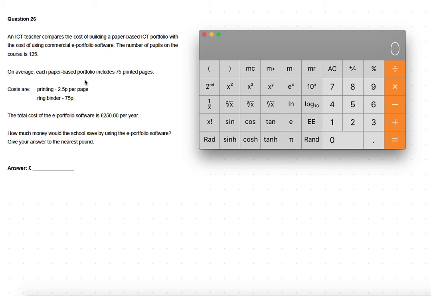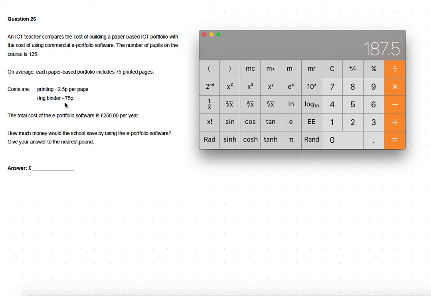Well, first of all, it's made of 75 printed pages, and they cost 2.5 pence per page. So we do a simple 75 times 2.5. Don't try and turn that 2.5 into pounds and write it as 0.0025, because I just see too many people make mistakes with it. So 187.5. All you've got to do is be really clear what your units are. This is in pence. Leave it in pence. We'll change everything at the end.